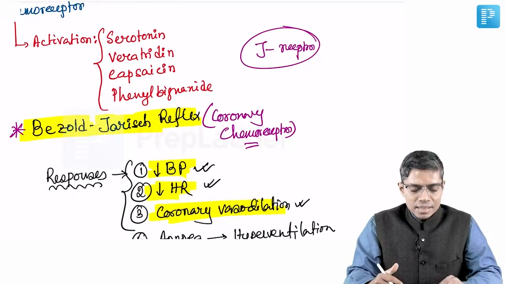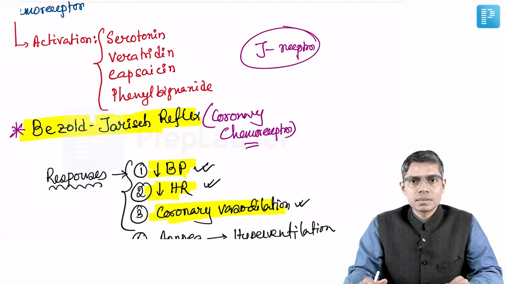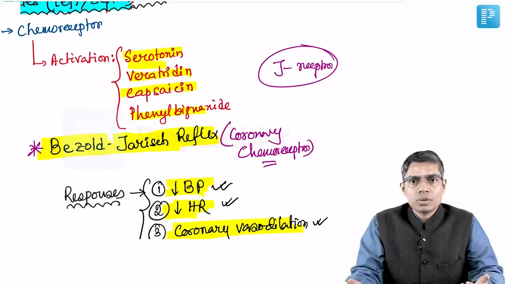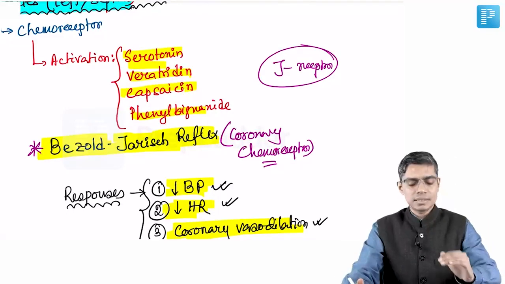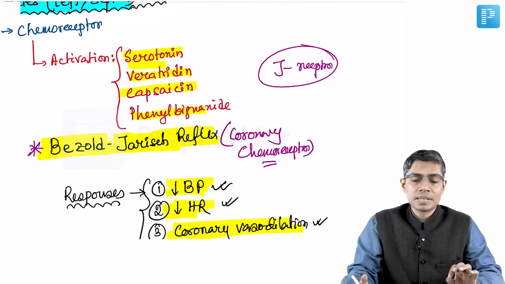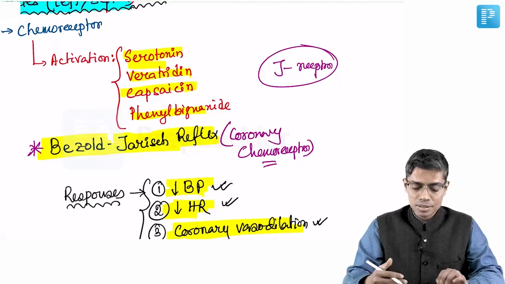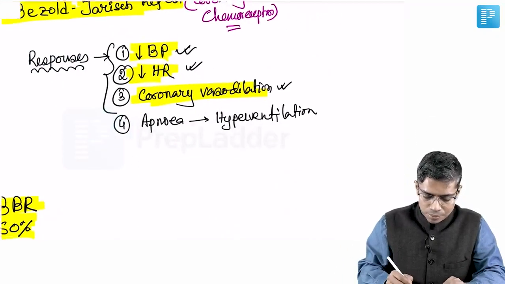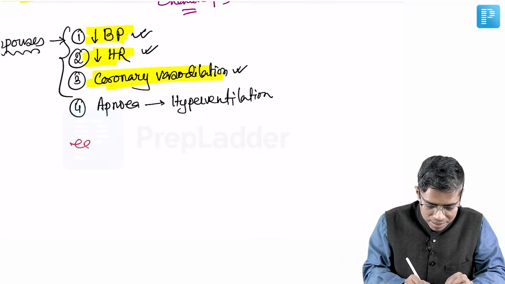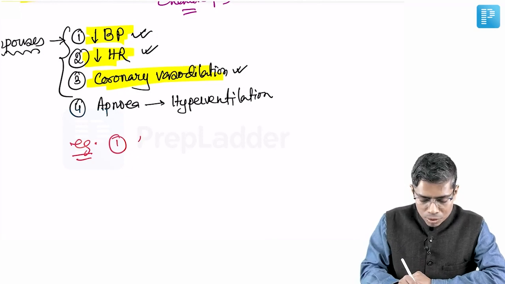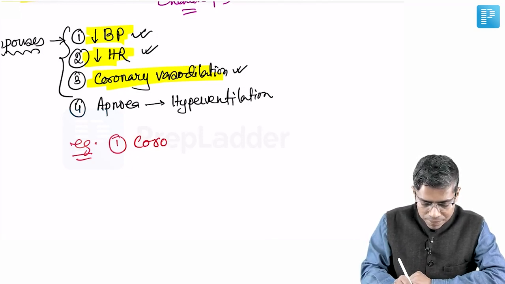Now you must be thinking, is there any clinical application of this reflex? You require certain chemicals, like serotonin, veratridine, capsaicin. Clinically this reflex is rare, but sometimes it happens and it can be dangerous because severe hypotension will happen. The clinical scenario when this Bezold-Jarisch reflex can be activated: number 1, coronary reperfusion therapy.